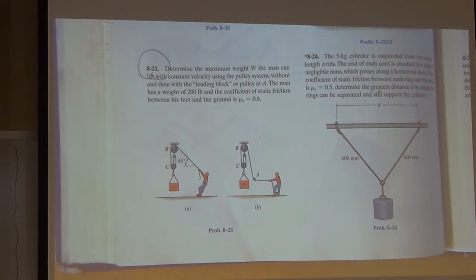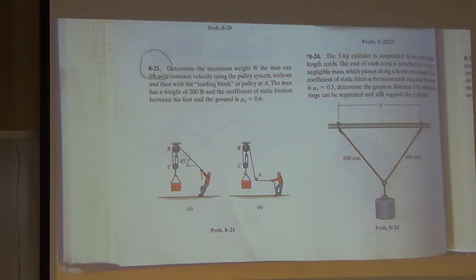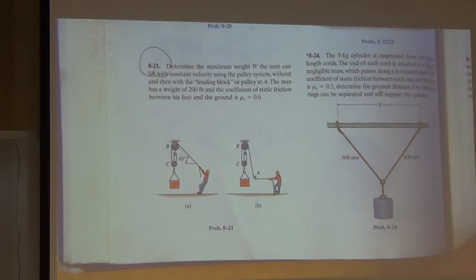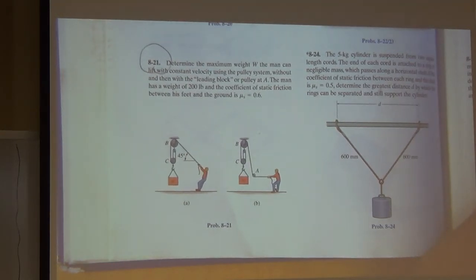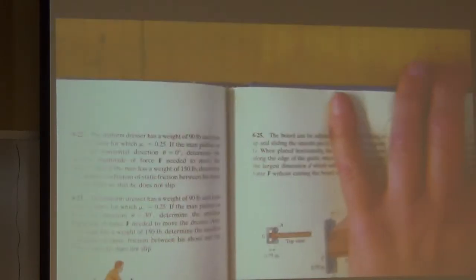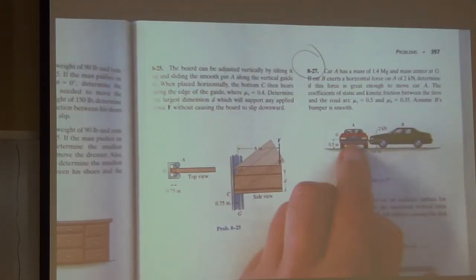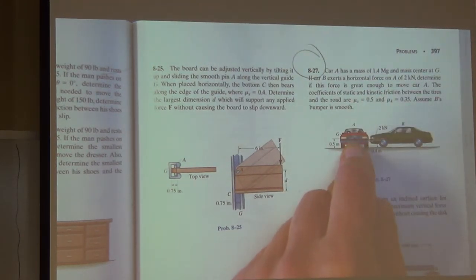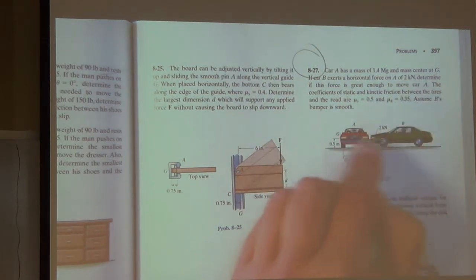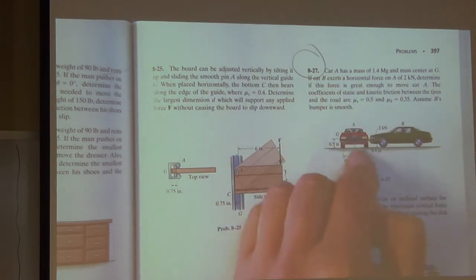Okay, what's the next problem? 27. Car A has a mass of this and center of gravity. Car B exerts a horizontal force. Determine if this force is great enough to move car A. So basically, what are you going to analyze? It says A has a mass of something. B is exerting a force on A. So here's car A and B. They're given the mass of A, so you know the weight. B is exerting a force onto A, and they want to know if car A is going to move.